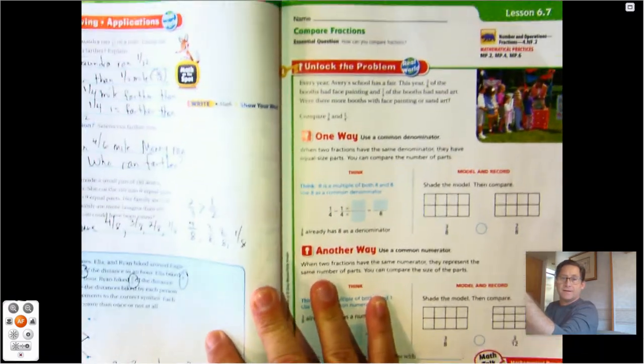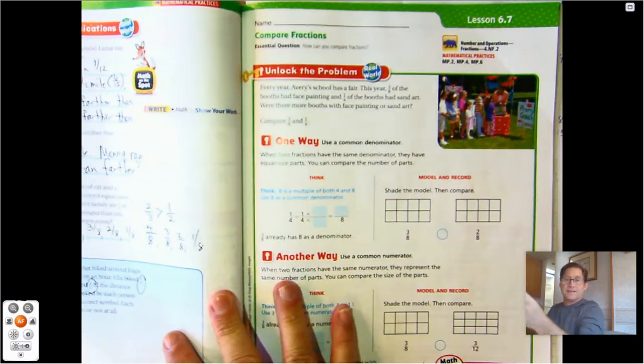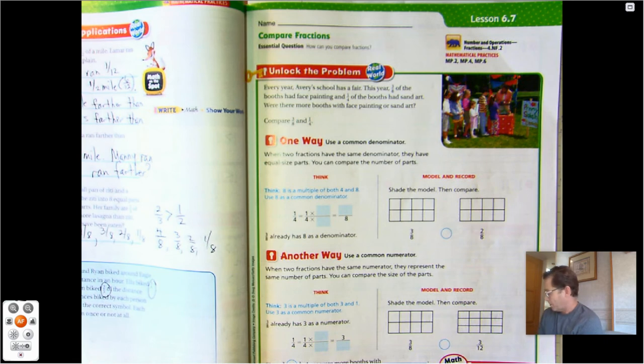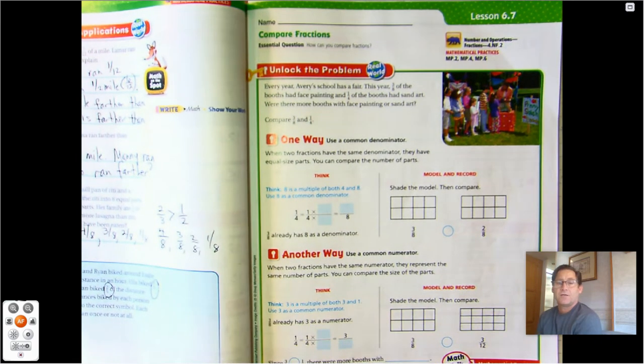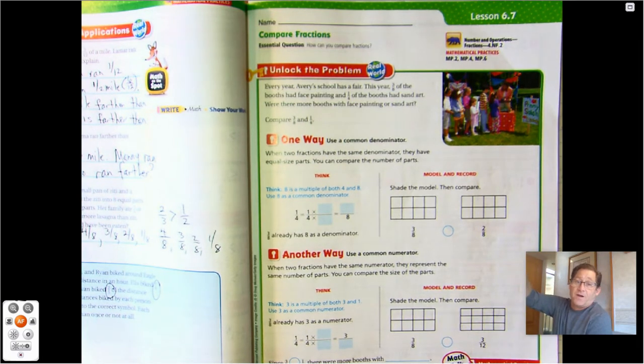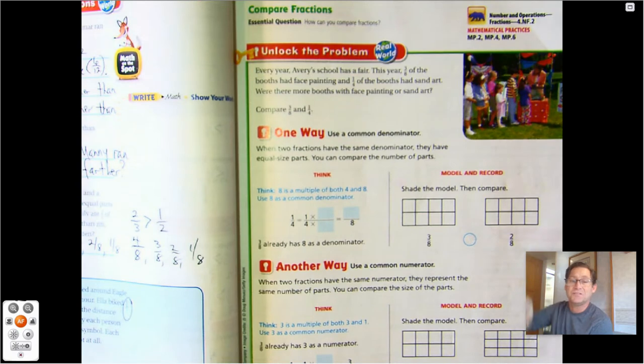Morning, everybody. All right, so today's lesson 6.7, we're on page 263 of our textbook, and our topic is compare fractions. And it says, how can you compare fractions? So that's our essential question.